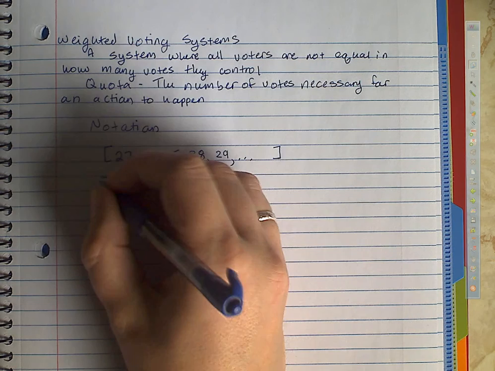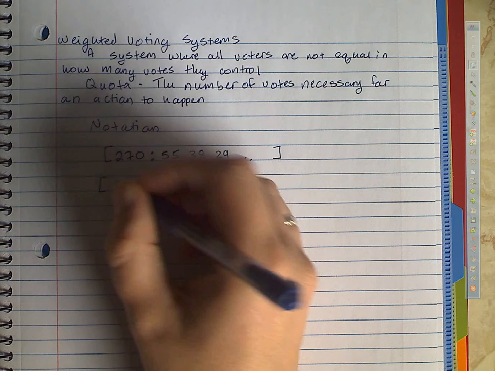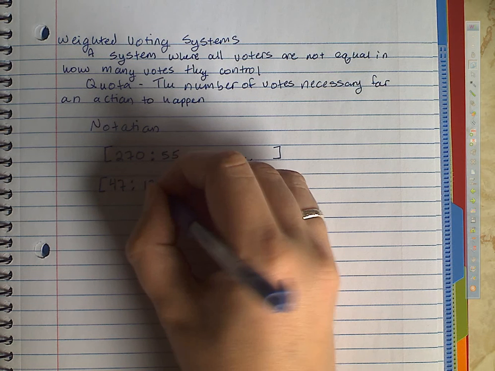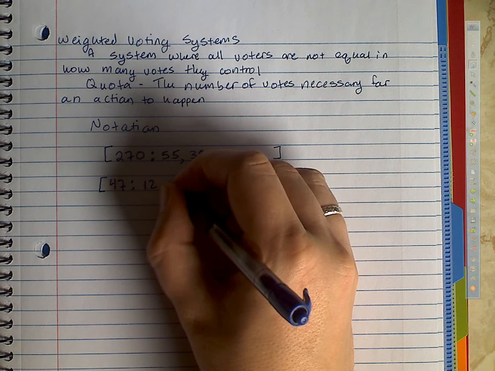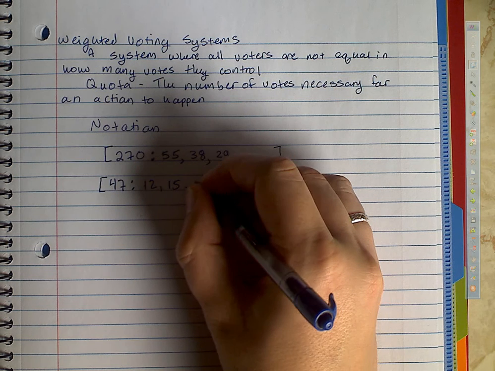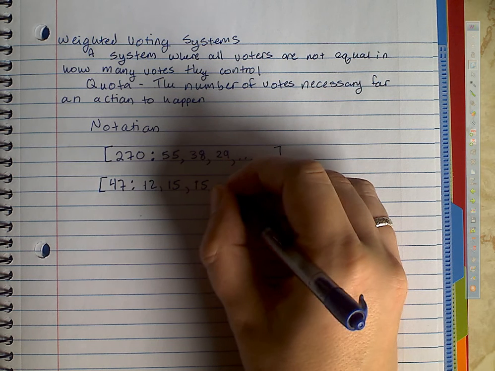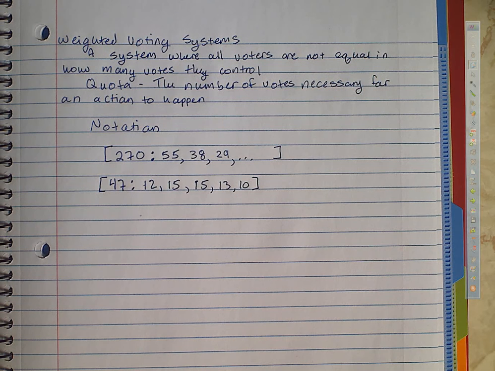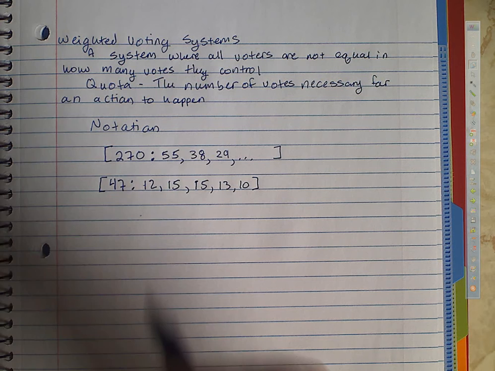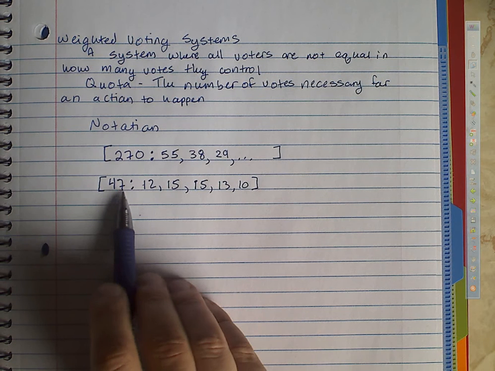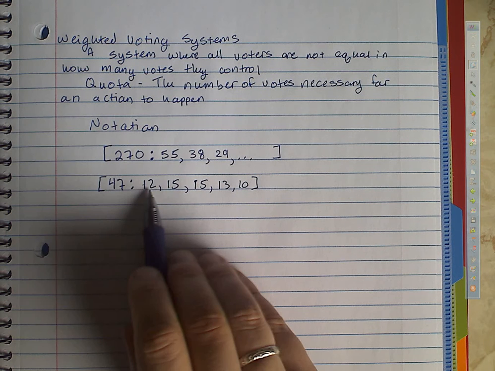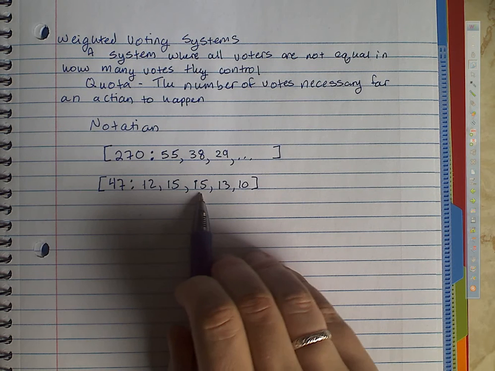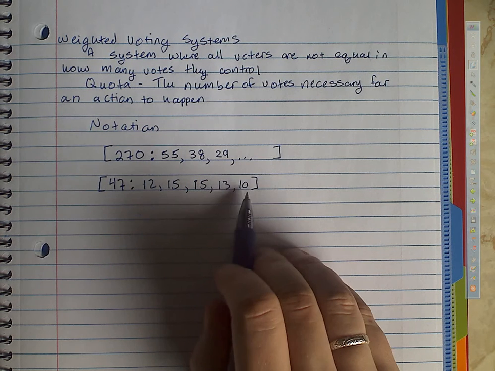Seriously. Let's say that instead of having 270 that's required to get something passed or to get somebody elected, we have 47 that's required. And we have 12, 15, 15, 13, 10. I don't even know if that'll work out right because I'm making this up off the top of my head. Okay. So the quota here is the number right there. You'd need 47 votes for something to work out. Player 1 controls 12 votes. Player 2 controls 15. Player 3 controls 15 votes. Player 4 controls 13 votes, and player 5 controls 10 votes.